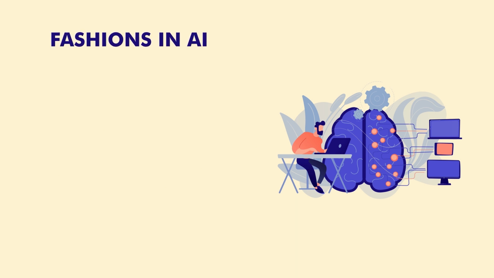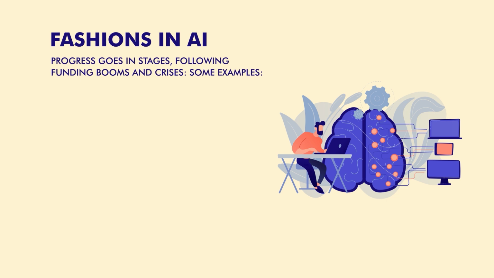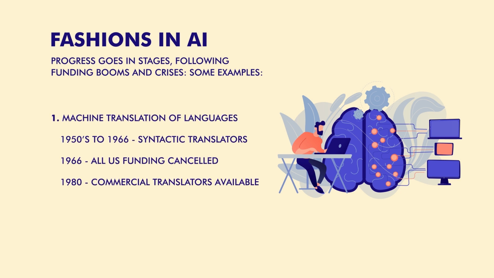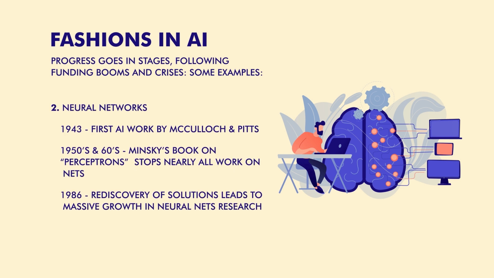Fashions in AI. Progress goes in stages following funding booms and crises. Some examples. First, machine translation of language. 1950s to 1966, synthetic translators. 1966, all US funding cancelled. 1980, commercial translators available. Second, neural networks.